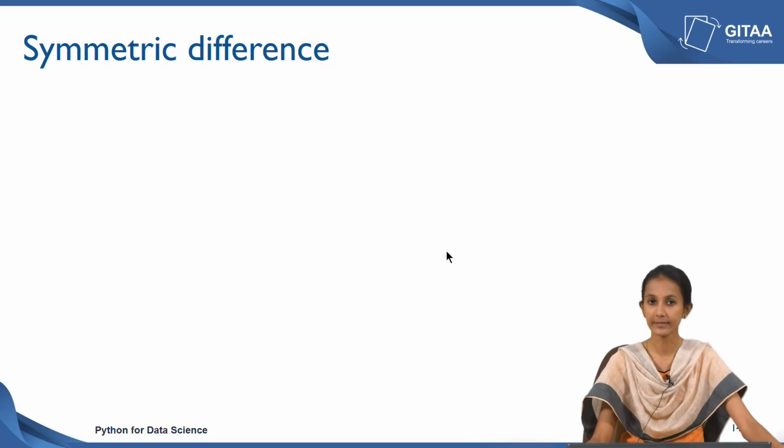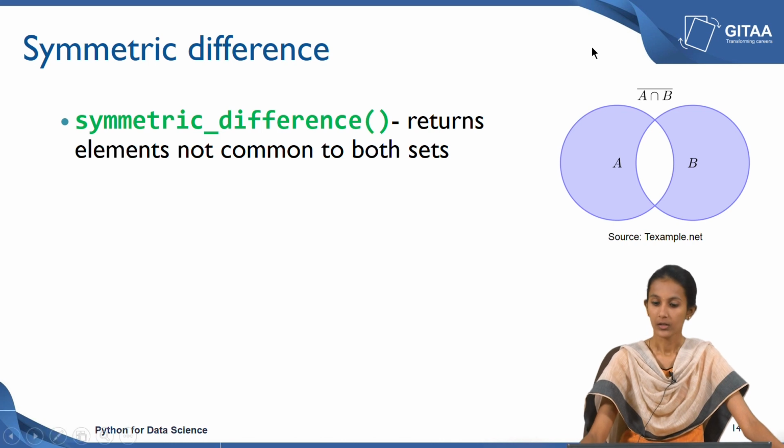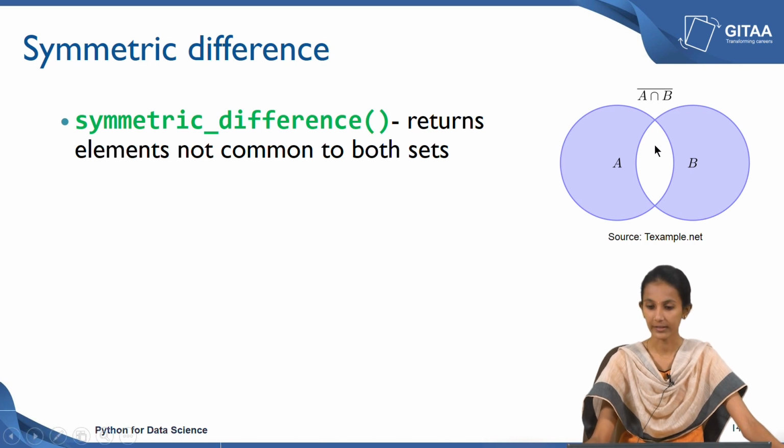Next is symmetric difference. It returns the elements not common to both sets. It is basically A union B minus A intersection B. We already found the intersection, which is R, Python, Tableau. So A union B minus A intersection B is basically the symmetric difference.